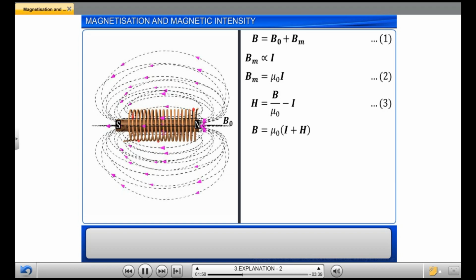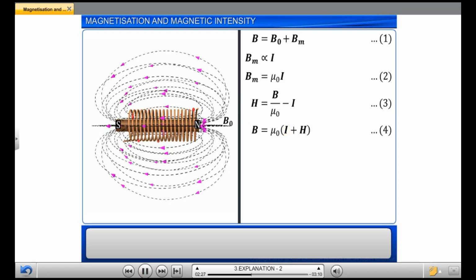On rearranging the terms in equation 3, we get the total magnetic field inside the material, B is equal to mu0 into I plus H. Let this be equation 4. Now, the total magnetic field inside the material is redefined in terms of I and H. That is, the external magnetic field applied on the material, represented by H, and the magnetic field due to the magnetization of the material, represented by I.